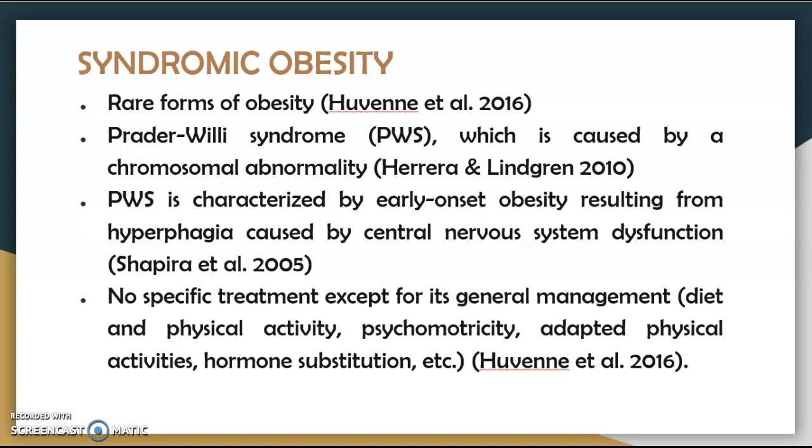Syndromic obesity is also a rare form of obesity. One of the most well-known forms of syndromic obesity is Prader-Willi syndrome, which is caused by a chromosomal abnormality. PWS is characterized by early onset obesity resulting from hyperphagia caused by central nervous system dysfunction. There is no specific treatment for this form of obesity except for general management such as diet and physical activity and so on.